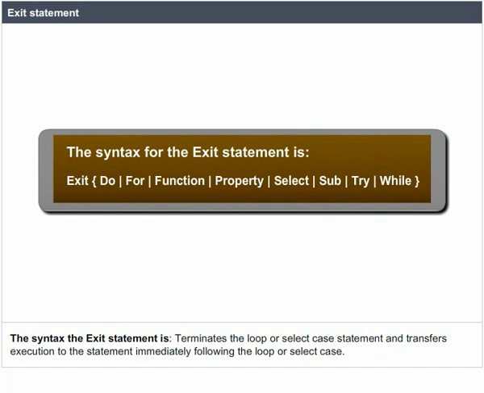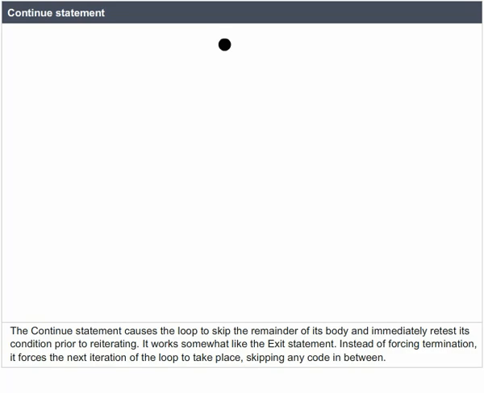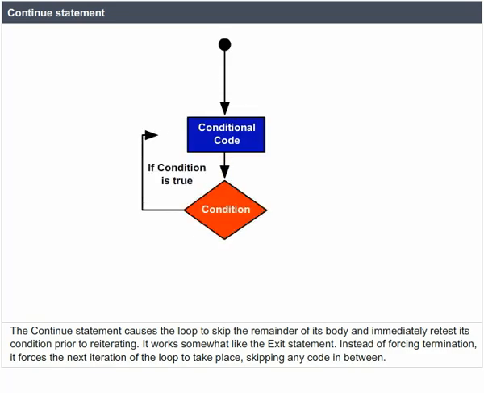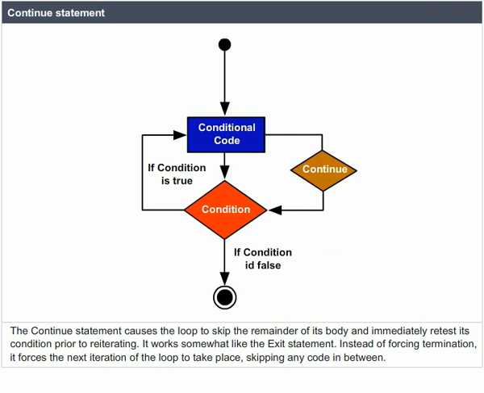Continue statement. The continue statement causes the loop to skip the remainder of its body and immediately retest its condition prior to reiterating. It works somewhat like the exit statement. Instead of forcing termination, it forces the next iteration of the loop to take place, skipping any code in between.